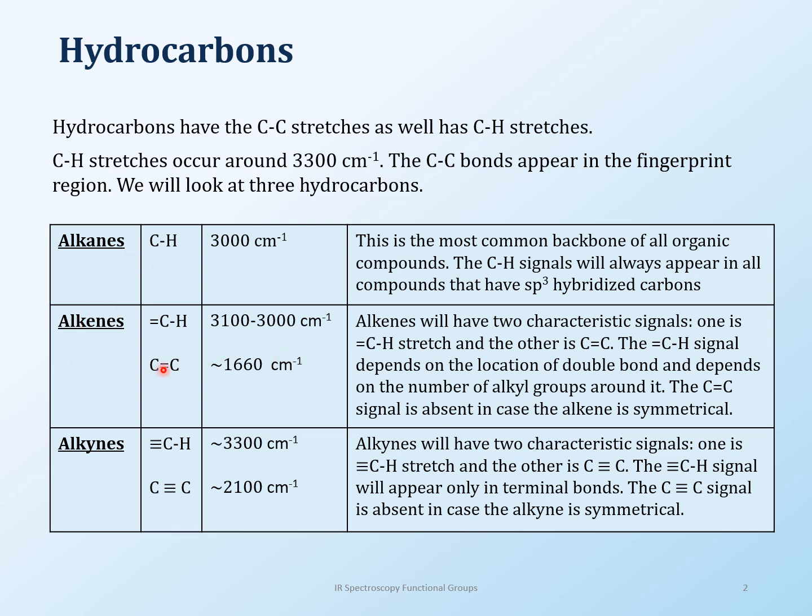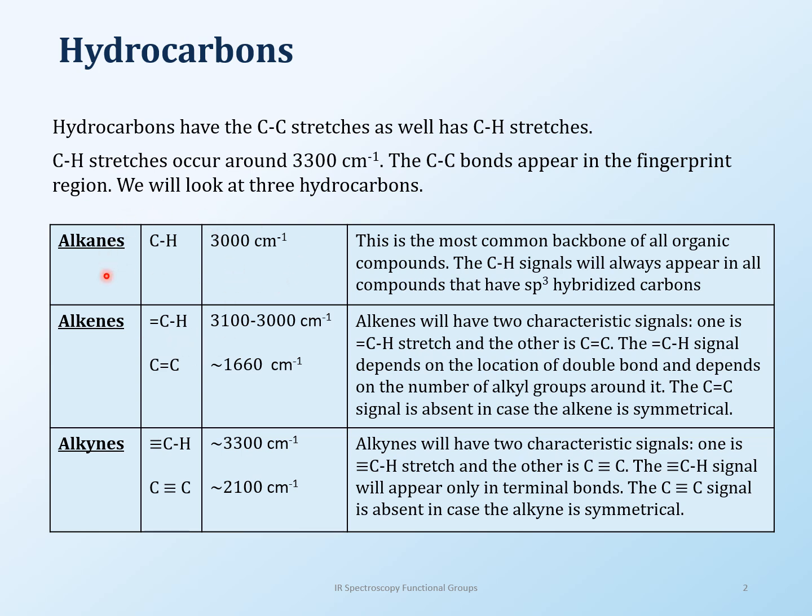So the functional group is alkene, for example. In an alkene, you will have two frequencies that you will look at. One is, of course, the carbon-carbon double bond. The other frequency you're going to look at is the double bond C that is connected to a hydrogen. That's the important thing.